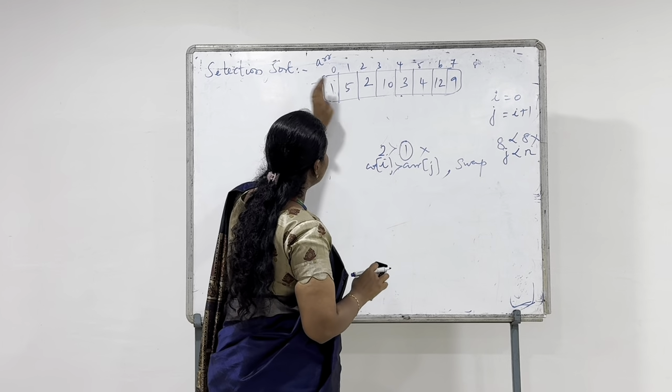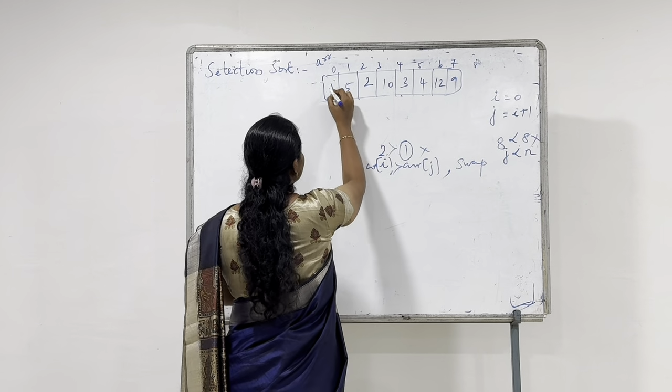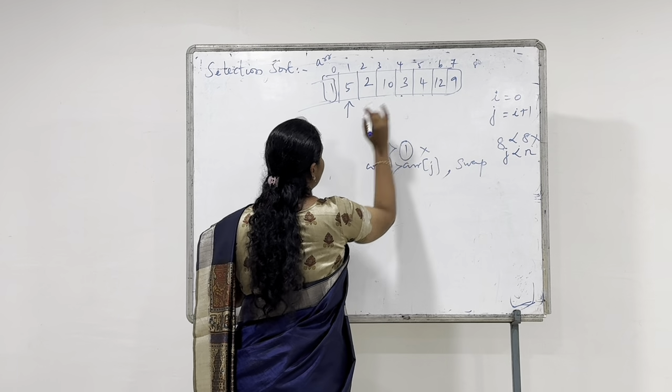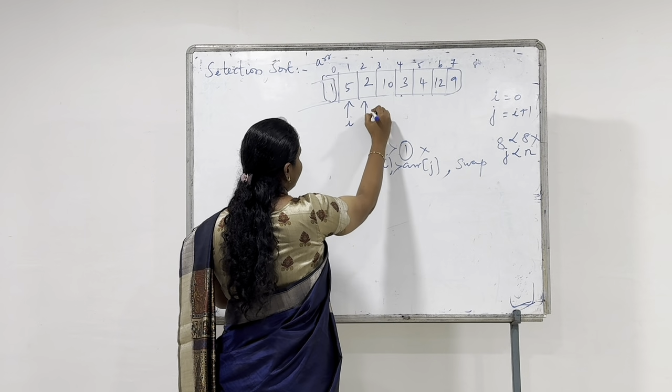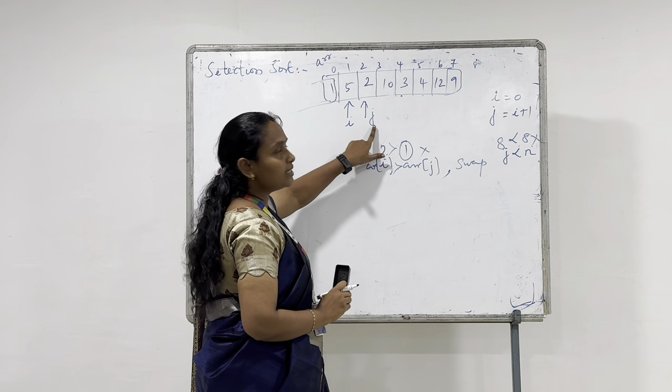Now we have sorted the first element into the first correct position. This is already sorted, so now we are going to concentrate only on this part. This is i and this is j. Always the i plus 1th position is j.